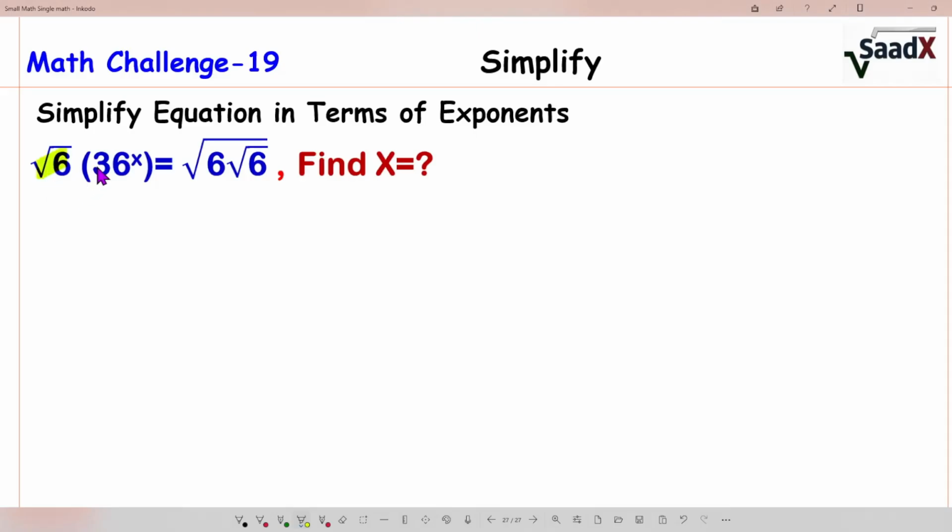Root 6 times 36 to the power x equals root 6 inside another root 6. We are going to find out the value of x.